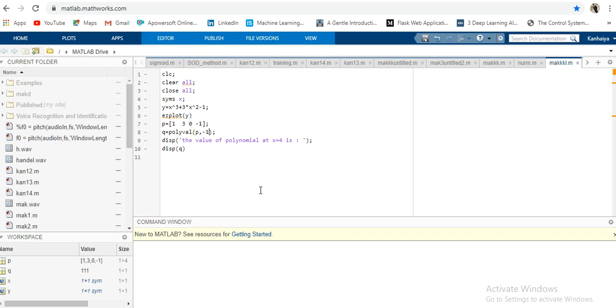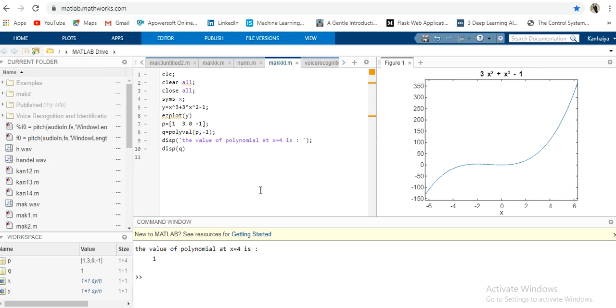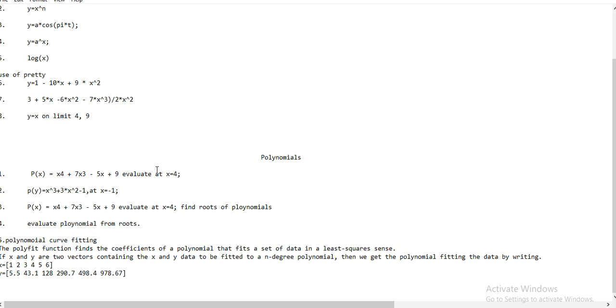It should give -1 plus 3 minus 1. So yes, it is 1. Yeah, that's the correct answer. Next, let's move to the next problem.